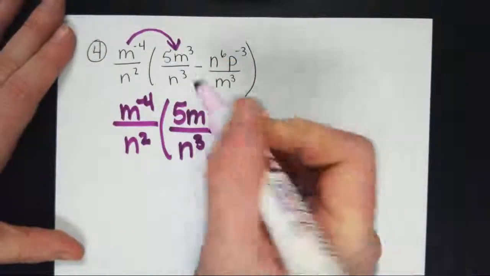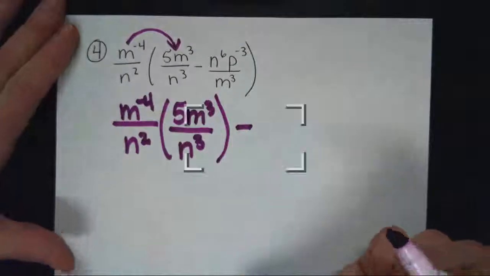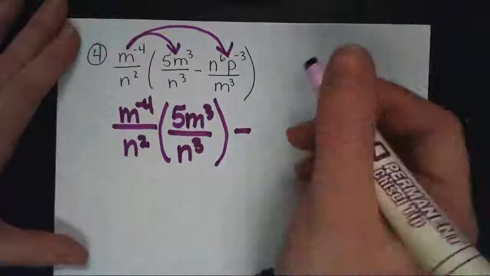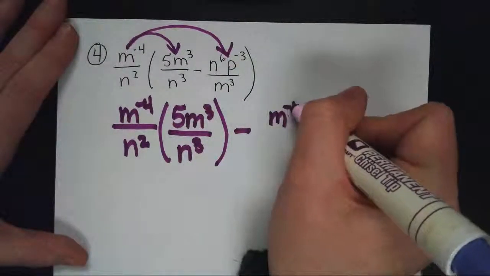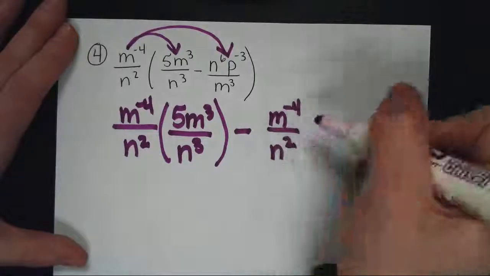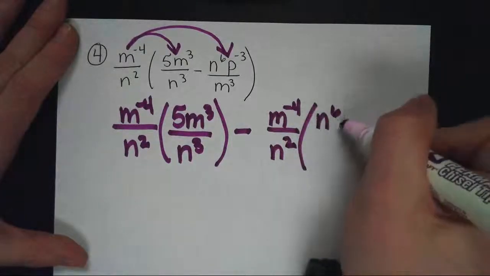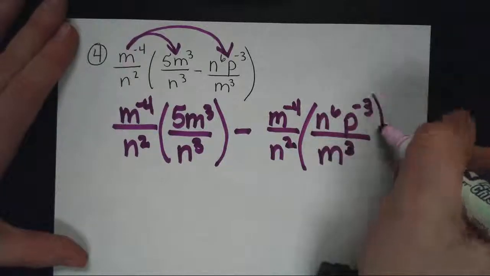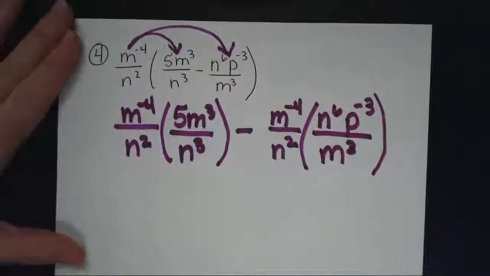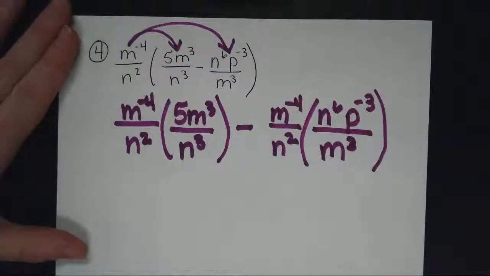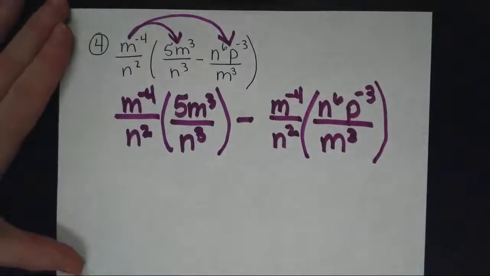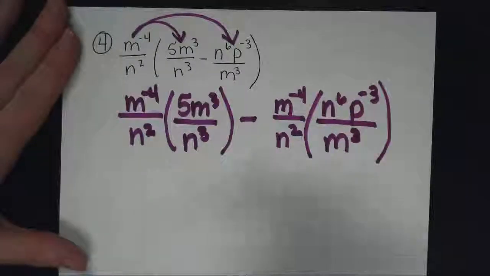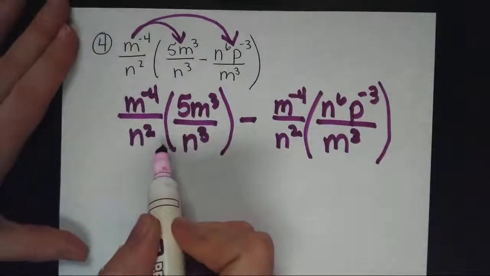cubed. Then I've got a minus sign right here, so I'm going to subtract. And then I've got to take this outside term times the second term. So I've got m to the negative 4th over n squared times n to the 6th p to the negative 3rd over m to the 3rd. Now that I've done my distributing, I'm going to simplify each term separately. So I'm going to simplify the first term and then simplify the second term, and then I'm going to sort of combine. Okay, so on this first term, I want to start with my numbers.